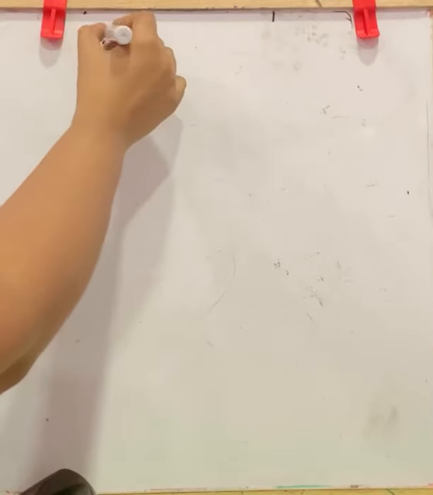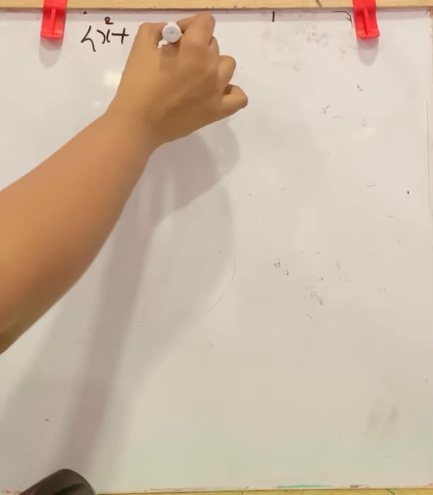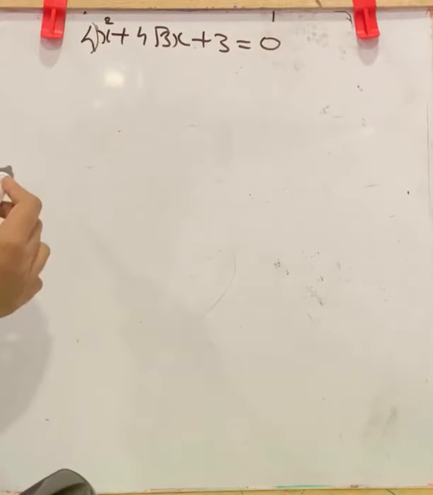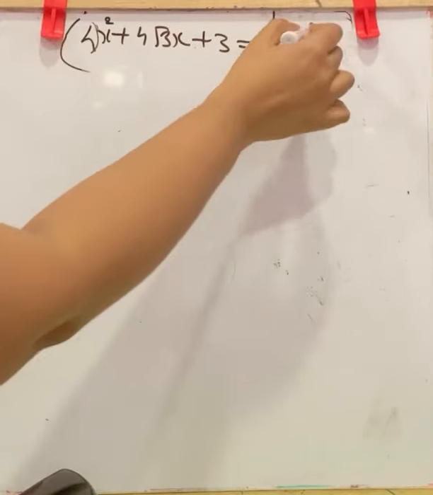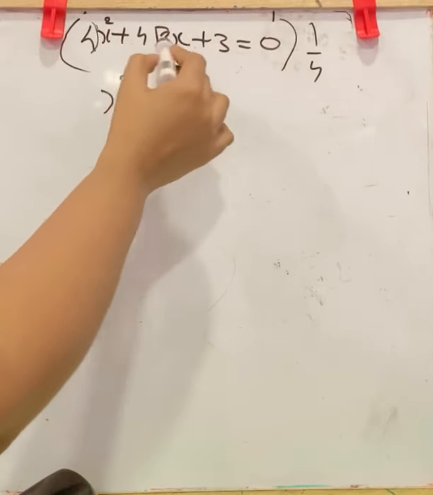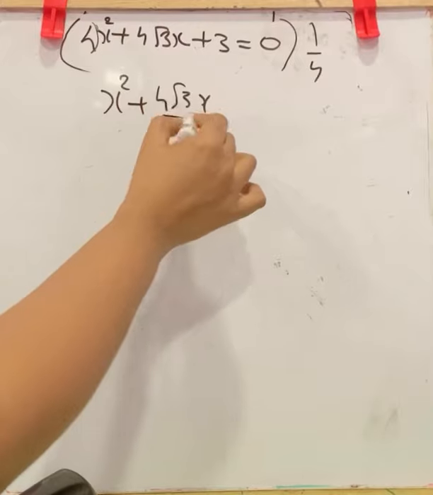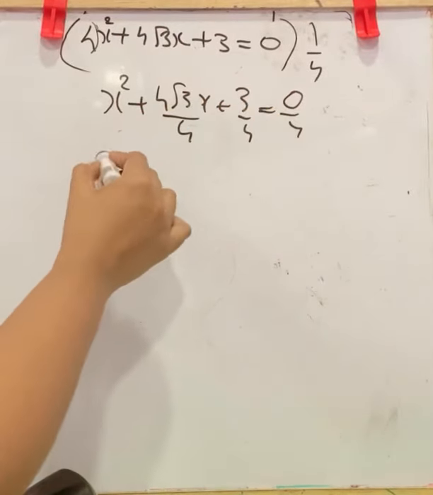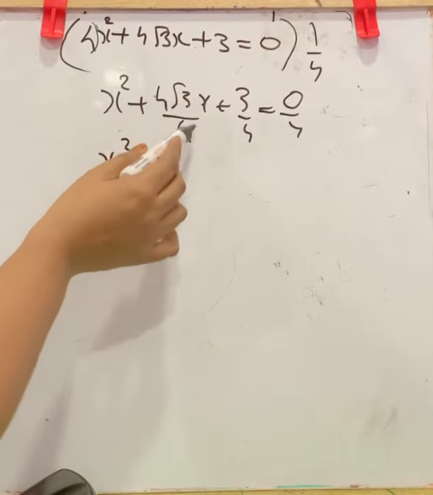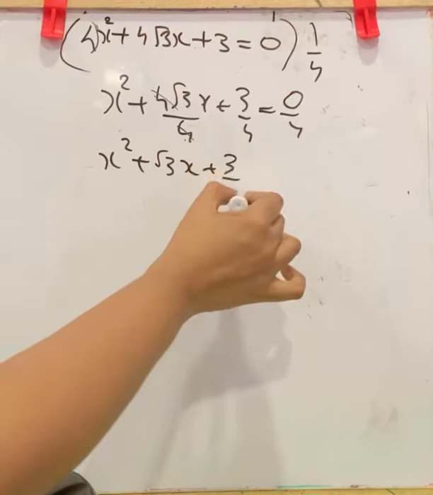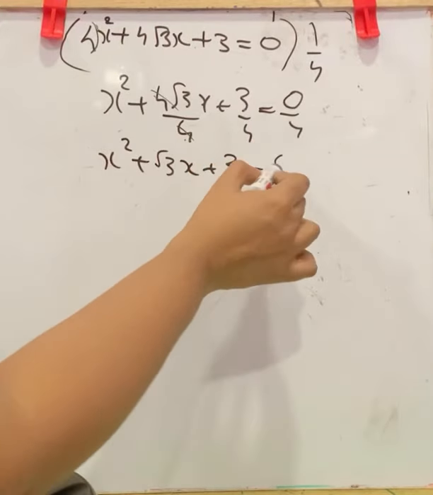Okay. Next question: 4x square plus 4 root 3x plus 3 equal to 0. Here the coefficient of x square is 4, so we have to multiply with 1 by 4. Then it will get cancelled. This becomes x square plus 4 root 3x by 4 plus 3 by 4 equal to 0 by 4. Here 4 and 4 cancel, so x square plus root 3x plus 3 by 4 equals 0 by 4, which is 0.